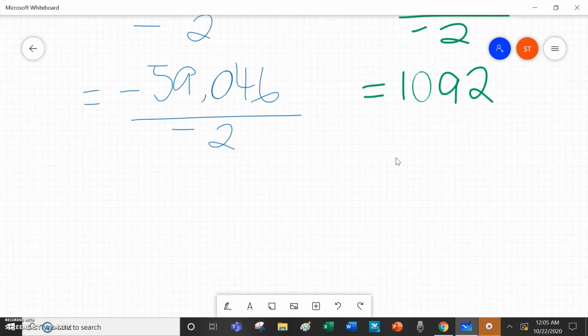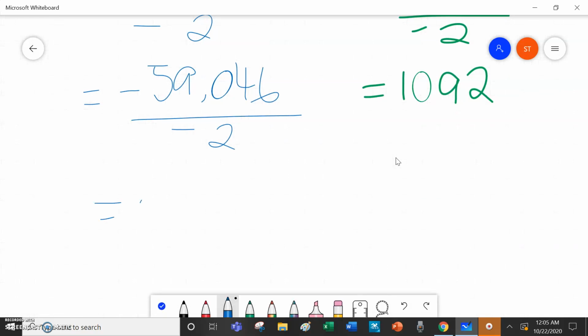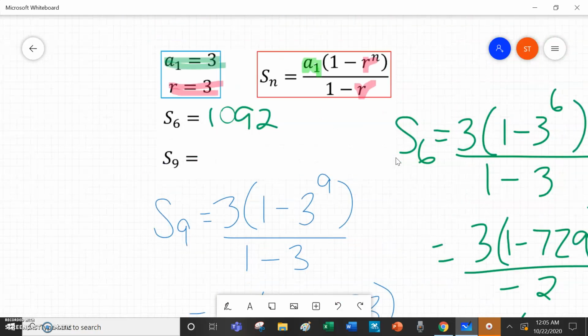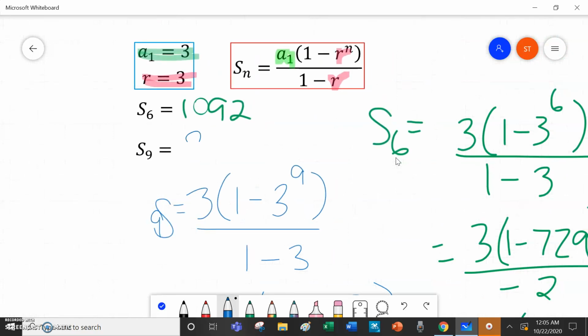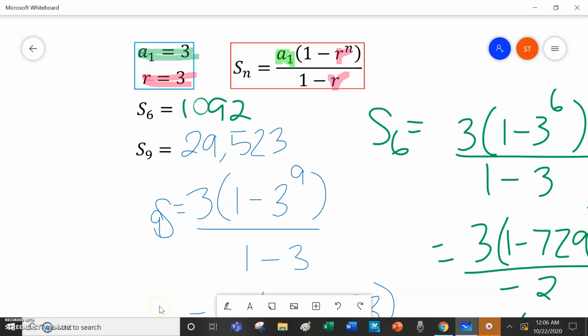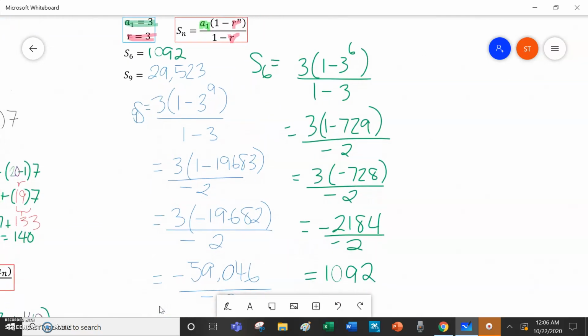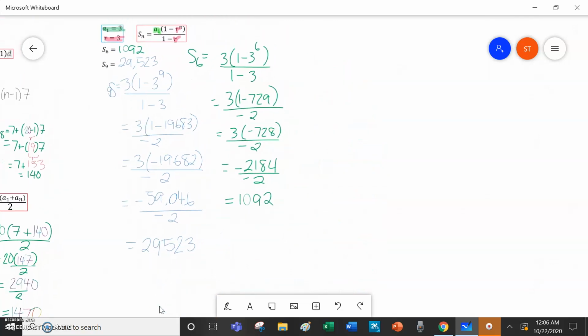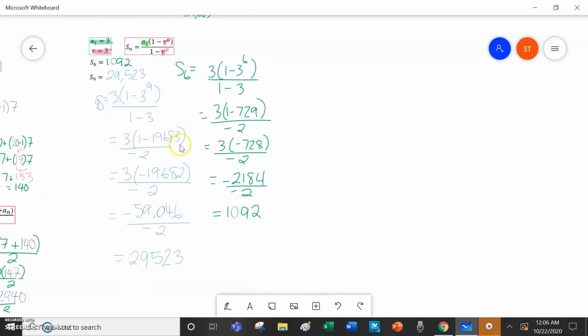my sum of the first 9 terms of this geometric sequence is 29,523. So I'm going to go ahead and put that back in my answer here, 29,523, and there you have it, your example for using the geometric series formula to find the sum of a given number of terms within that series starting from the first term.